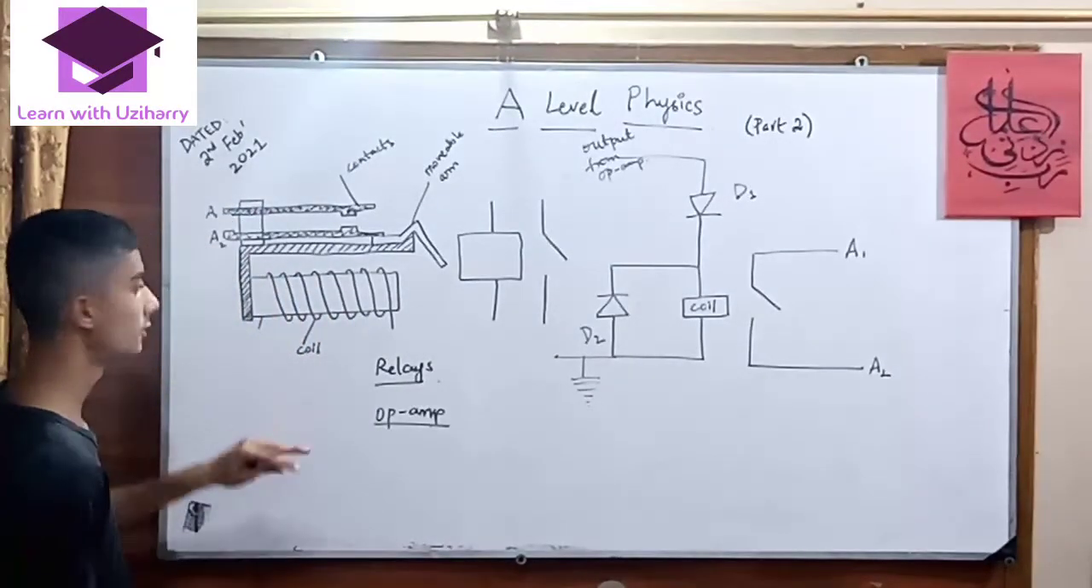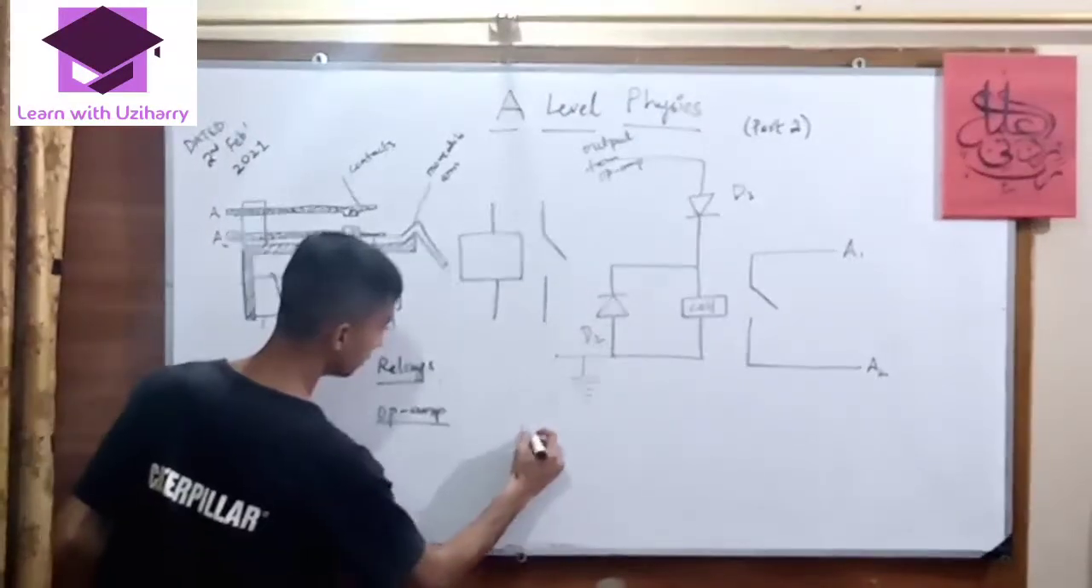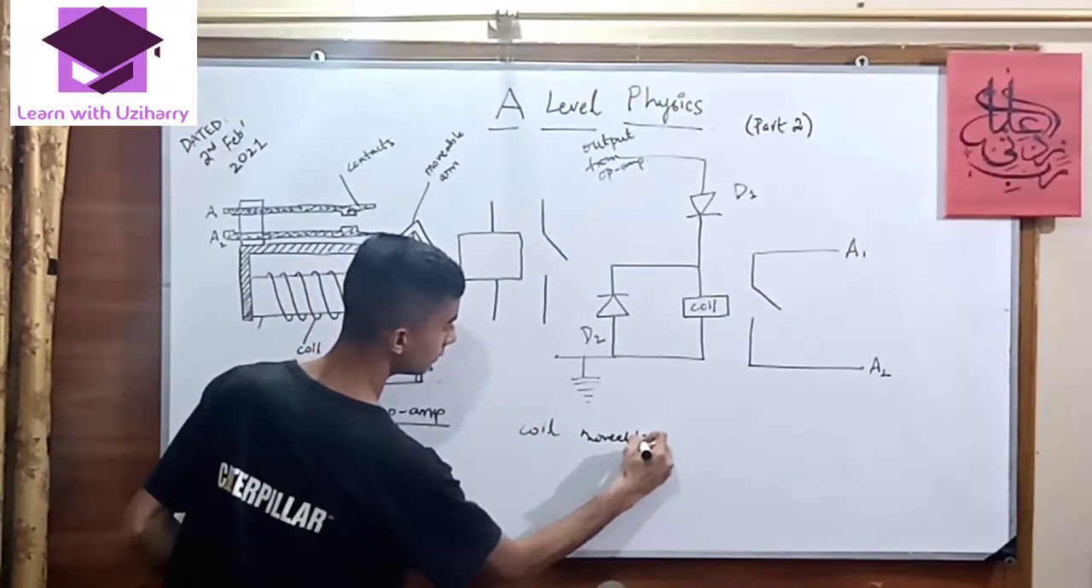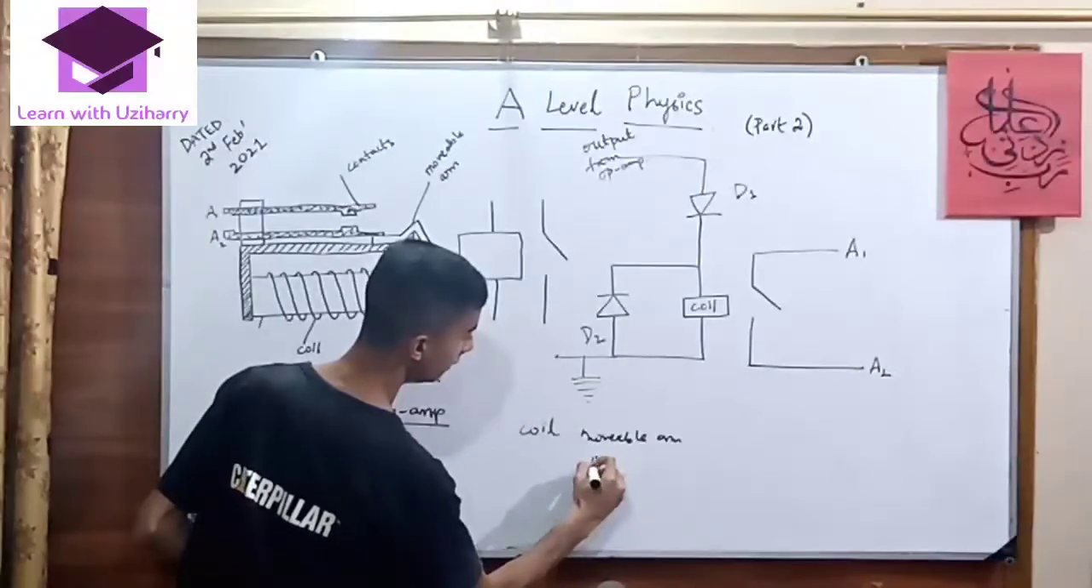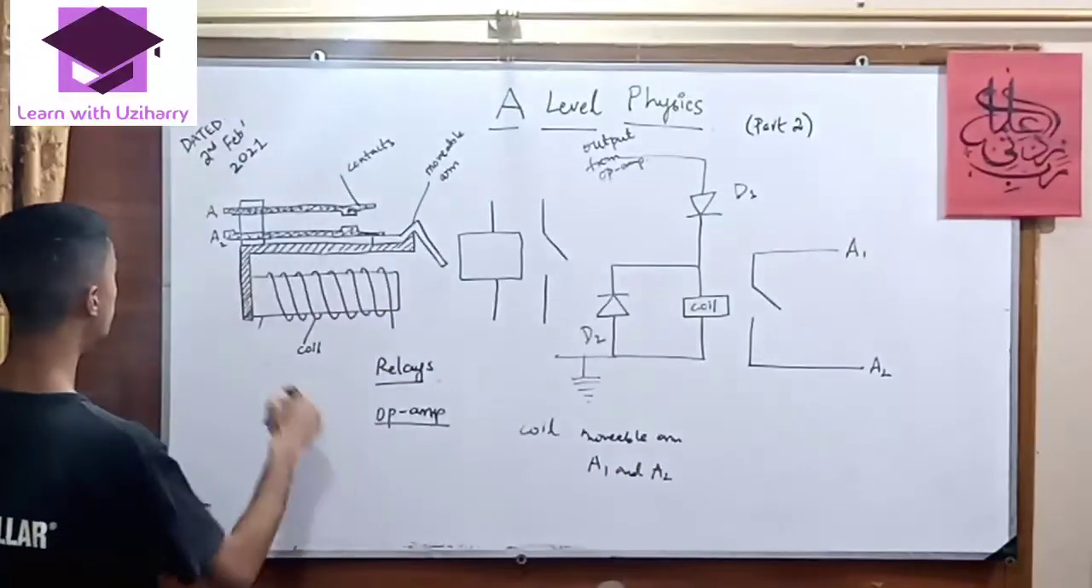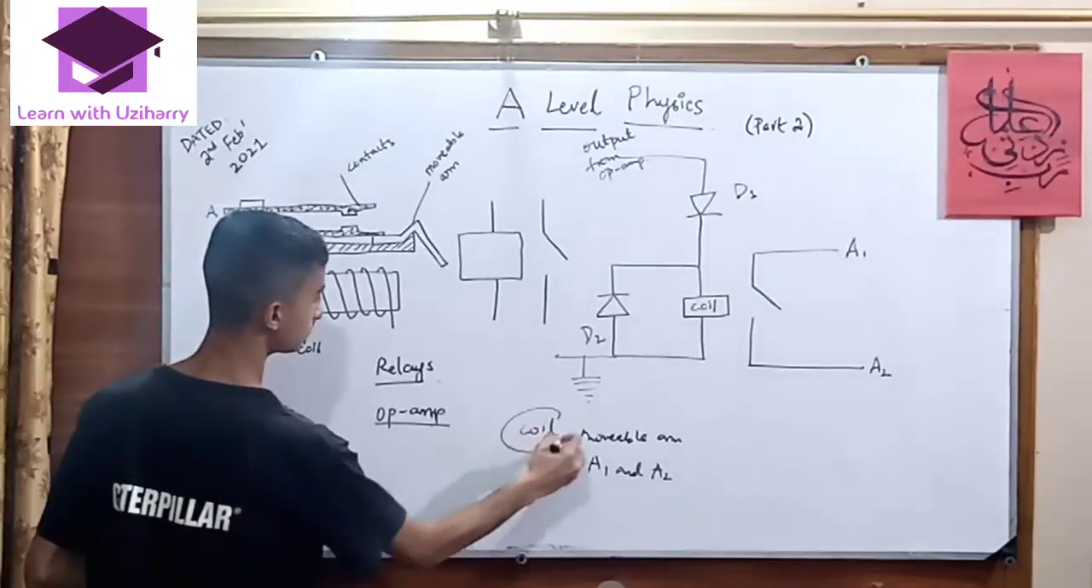Okay, the coil is connected with two things. First of all, the coil is connected with a movable arm and with the A1 and A2 contacts. You can also see this in this diagram.